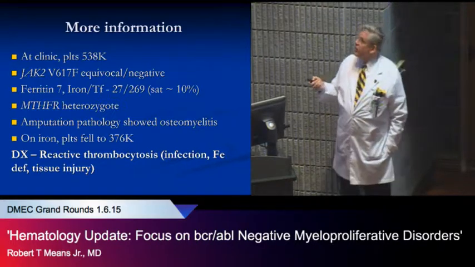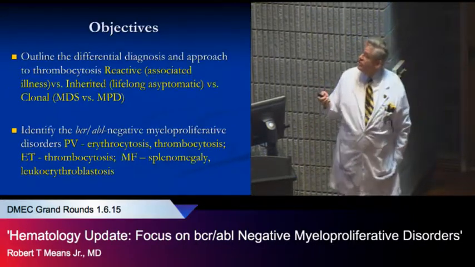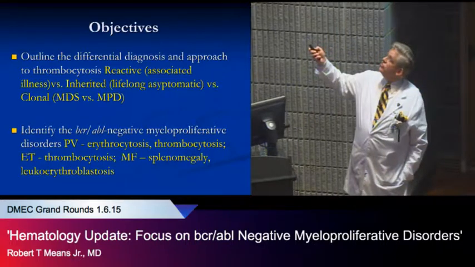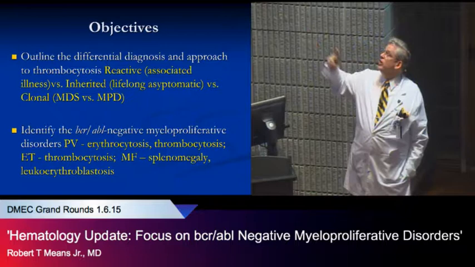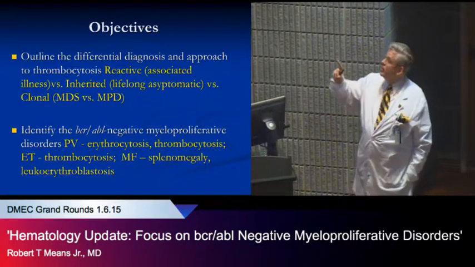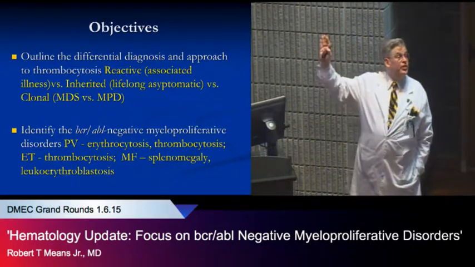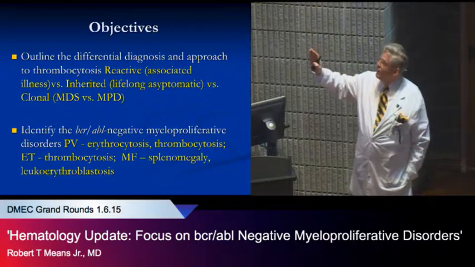The reactive issues were infection, iron deficiency, and tissue injury, both from her poor healing and from her surgery. So just to go back to our objectives, the differential diagnosis and approach to thrombocytosis: reactive versus inherited, which you think of with lifelong asymptomatic, or clonal, which is the 2 or 3% that will be left.